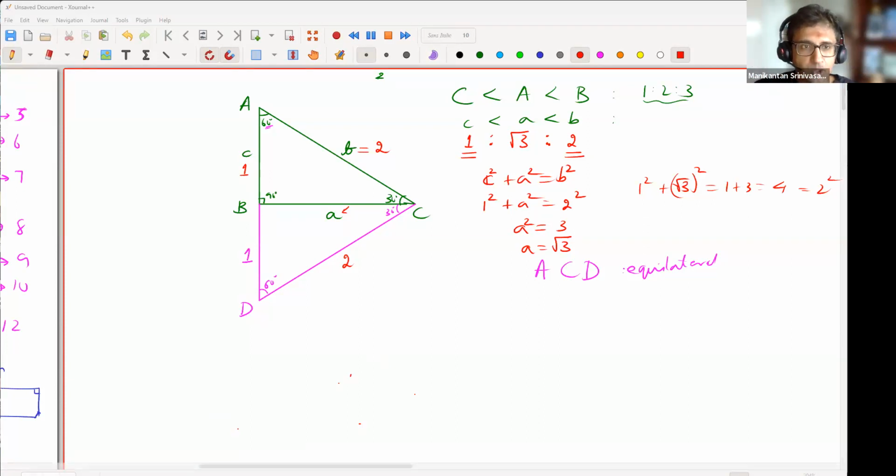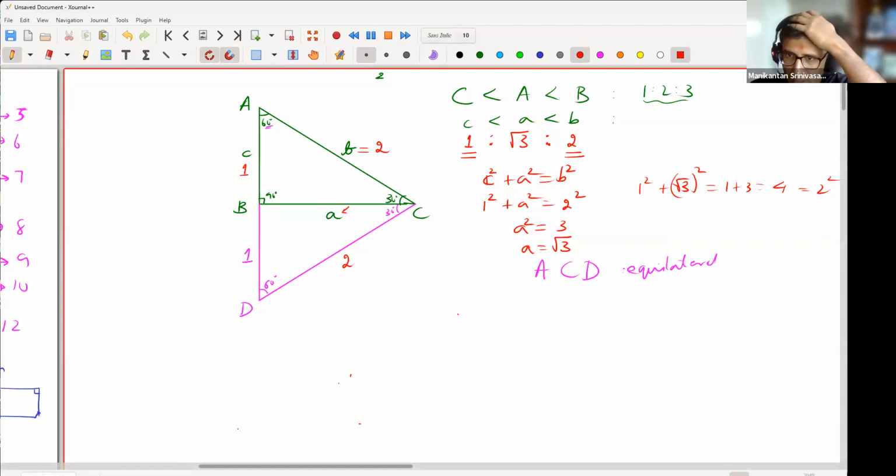Okay, does it make sense, guys? So 1 is to root 3 is to 2. Okay, so this comes in handy in many problems. So you can, for example, let's say I'll just give a small problem. Okay, you guys can try it.